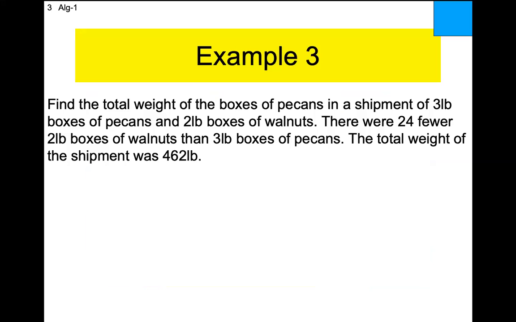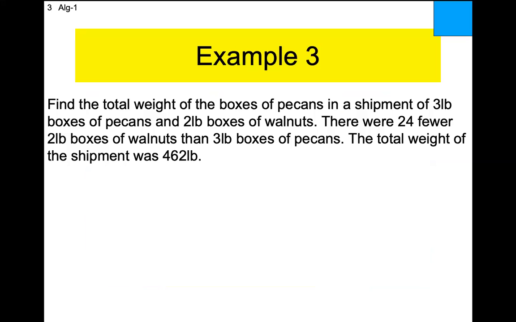Okay, so it looks like we have boxes of pecans and walnuts. It says that the pecans are placed in boxes and those boxes weigh 3 pounds. It says the walnuts are placed in boxes and those boxes weigh 2 pounds. It says there's 24 fewer 2-pound boxes than 3-pound boxes. And the total weight was 426. It's a combination of the first example and the second example.